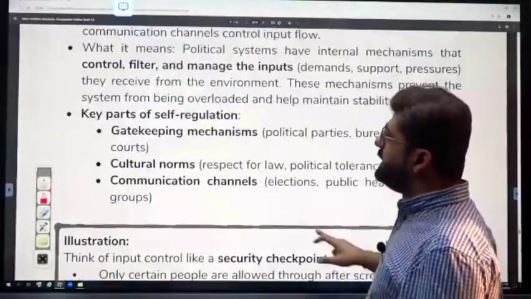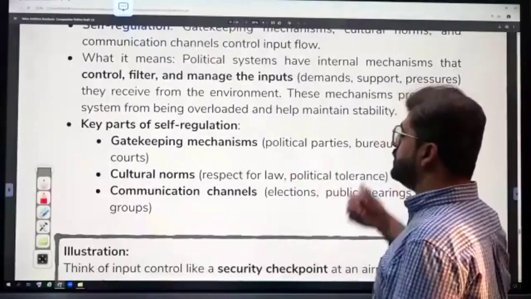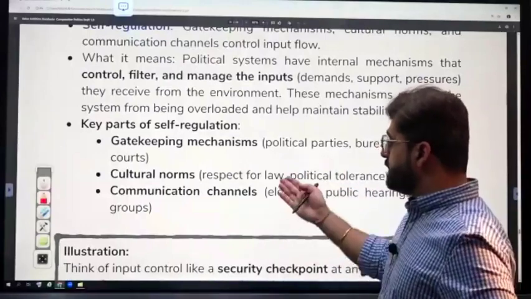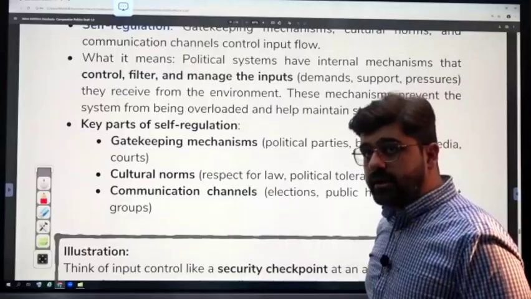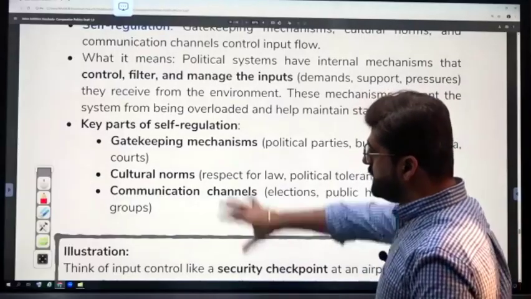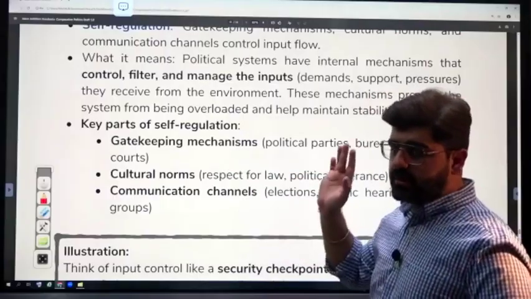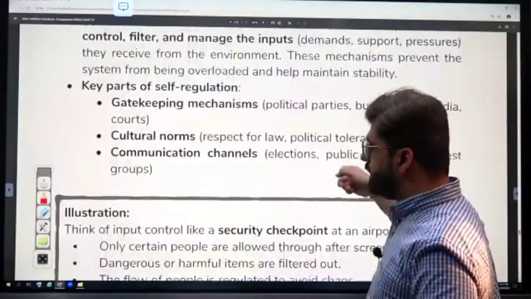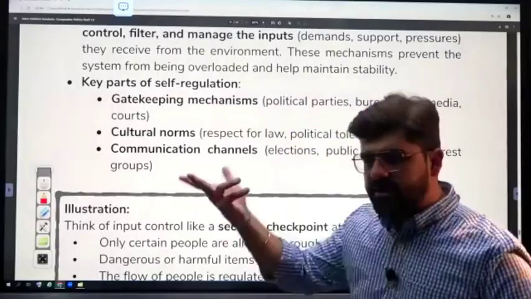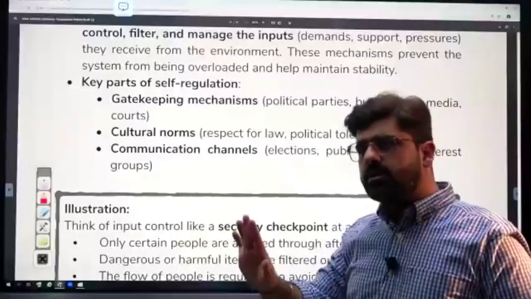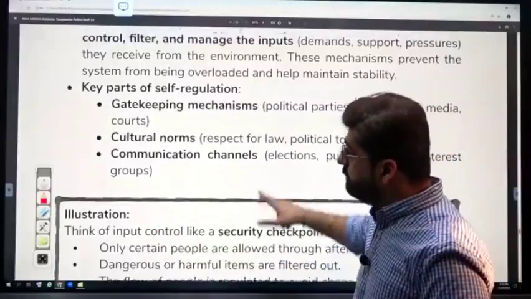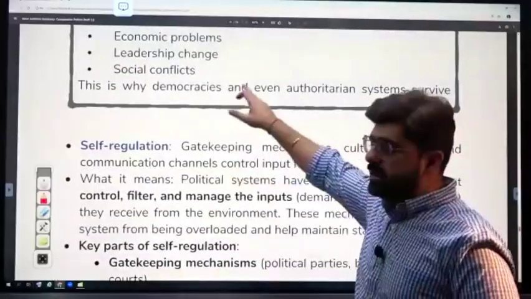These are called as gatekeeping mechanisms. Political parties, bureaucracy, ये काम करते हैं. कल्चरल नॉर्म्स बनाए जाएंगे, लॉ की रिस्पेक्ट करो, पॉलिटिकल लेवल पे टॉलरेंस भी रखो, ठीक है. ये सब एक सिस्टम का पार्ट है, पॉलिटिकल सिस्टम का, in every country. ओके, some places there will be concentration of power, some places there may not be, some will be democracy, some will be authoritarian regimes, but every system will have a self-regulating mechanism.